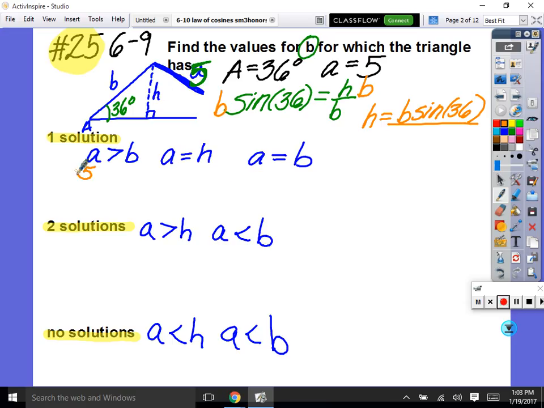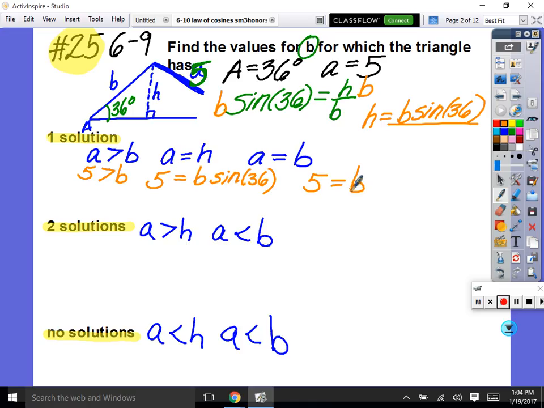So we have one solution if 5 is larger than B for this particular triangle. If A equals H, so if A equals our height, but we need it in terms of B. So if A equals, what's A? 5. So if 5 equals B sine of 36, that's also when we have one solution. And if 5 equals B, right?